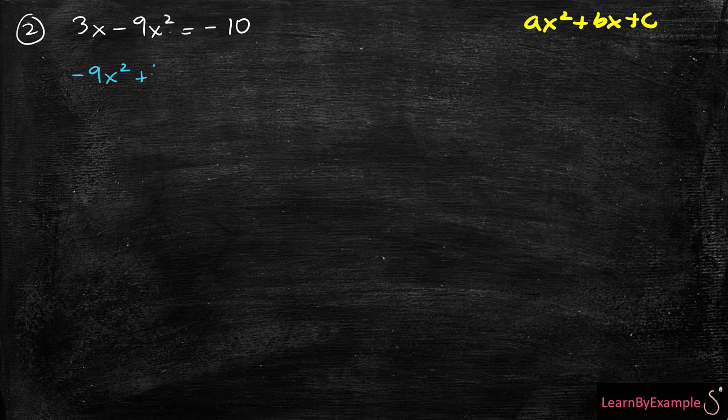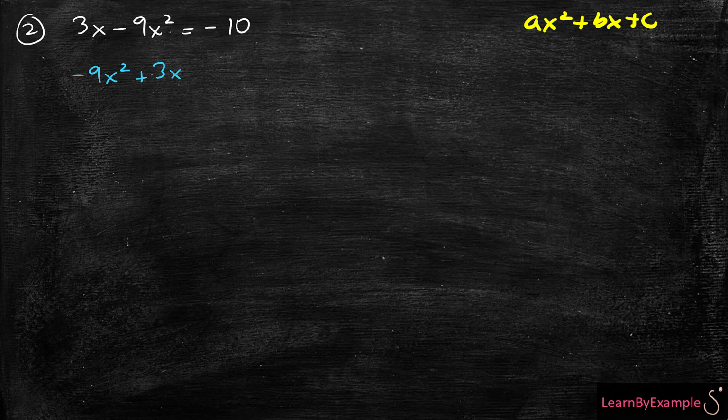Second problem looks like this: 3x minus 9x squared is equal to minus 10. Okay, so remember, the first thing you do, if it's not arranged, is to rearrange this to follow this format, ax squared plus bx plus c, because that's going to affect how you use your formula. Remember, it's so important to make sure that you are very clear on what a, b, and c are.